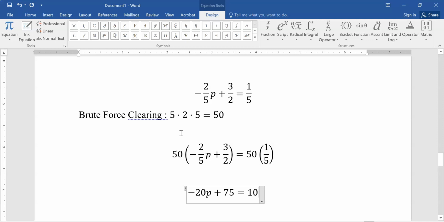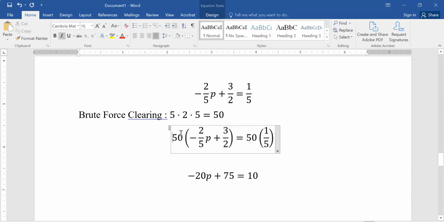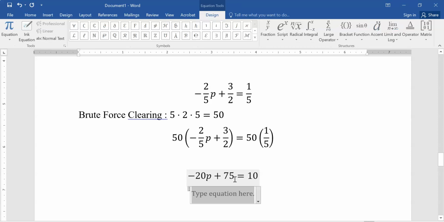So notice that with the brute force clearing method, when I did that, it wound up with an equation with one variable, but all whole numbers. So now I do the same thing as I have always done. I'm going to subtract 75 from both the left and the right. I'm not going to write that down, I'm just going to write the next step here. So subtract 75 from here, subtract 75 from here. I get -20p is equal to -65.